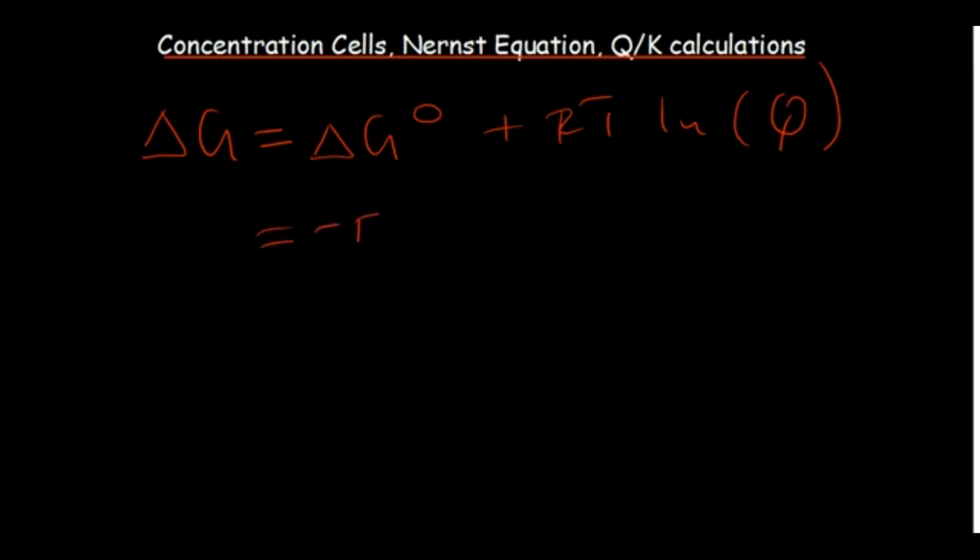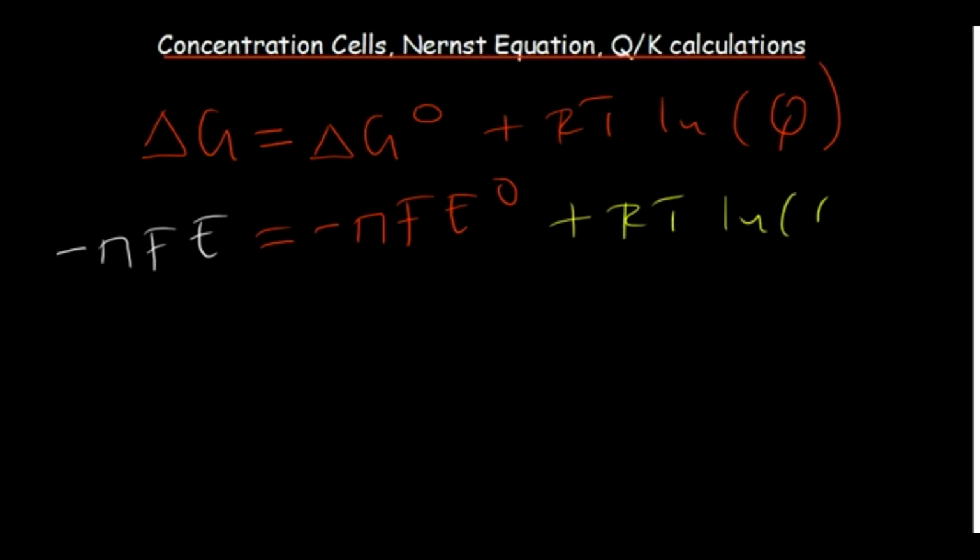We said it is minus nFE. The same applies for the non-standard case, except our E is going to be non-standard. So it will be minus nF times the cell potential, which is not standard, and then we have RT natural log of Q. Okay, what do you expect at this stage?